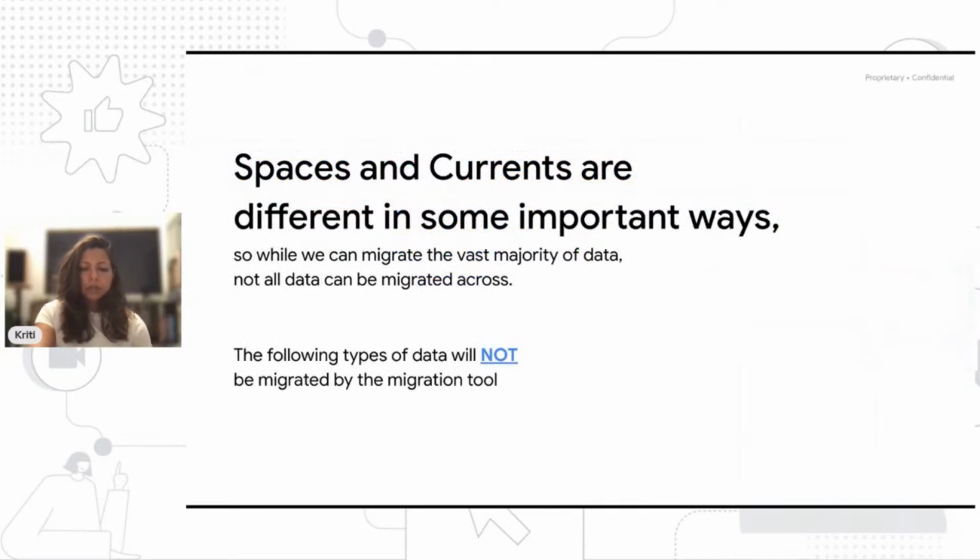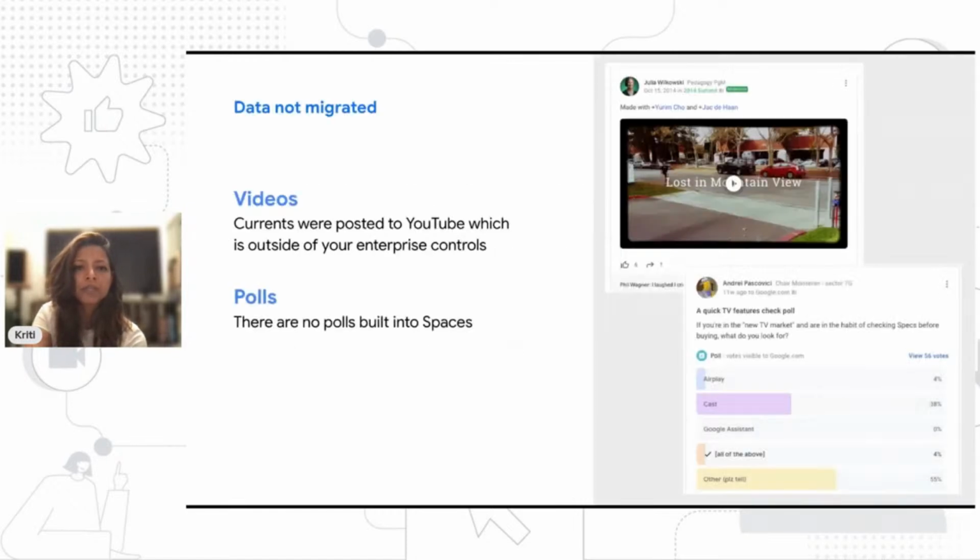Okay, I now want to quickly talk about some features or some data that will not be migrated to Spaces. Spaces and Currents are different products, and they're different in important ways. Our goal is to be able to migrate as much data as possible, but there are limitations to some of the data types that we can migrate over. So, for example, videos are something that won't be migrated to Spaces. In Currents, videos that are shared are actually posted to YouTube, which is outside of your enterprise control. Polls are another feature that is not built into Spaces, and so any content or data associated with polls is also not going to be migrated over. In general, the usage of both of these features is very low across all the customers.